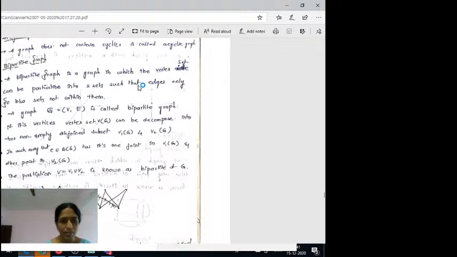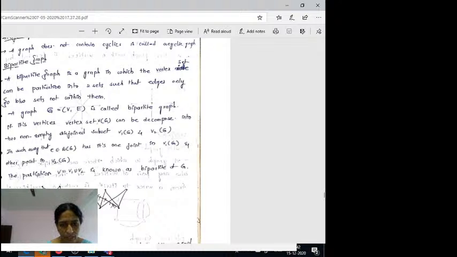What is a bipartite graph? The name itself contains bipartite. Bipartite means two partitions. That means in the graph, the vertices are partitioned into two parts. From one part to the other, there are edges, where one vertex in one part is connected with vertices in the other part. So this is called a bipartite graph.